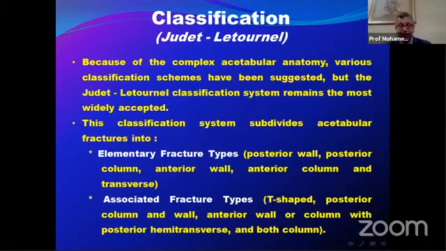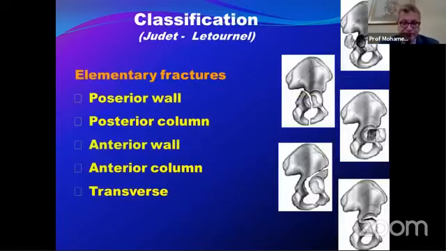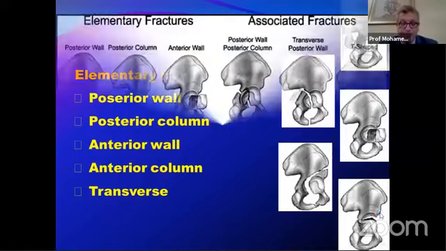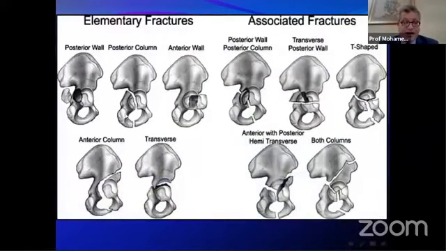We will talk about them in detail one by one. This is the Judet-Letournel classification. The elementary fracture types: the posterior wall, the posterior column, the anterior wall, the anterior column, and the transverse fracture. This is the elementary. We will show them in several images so that we understand them and know how to diagnose them.